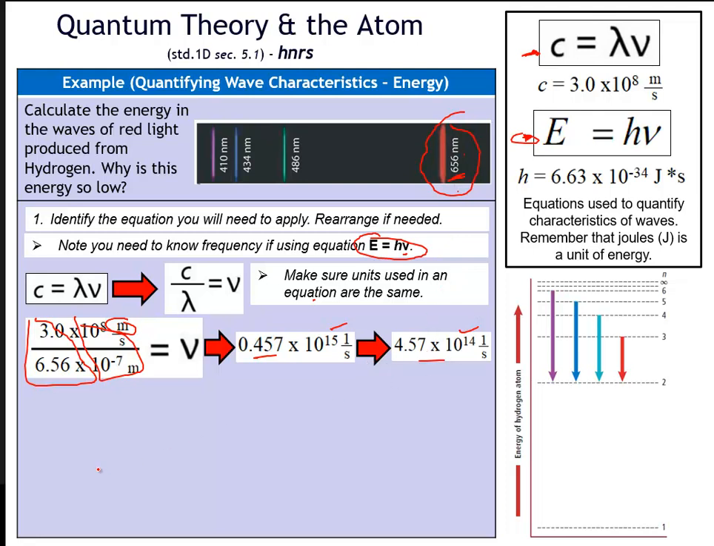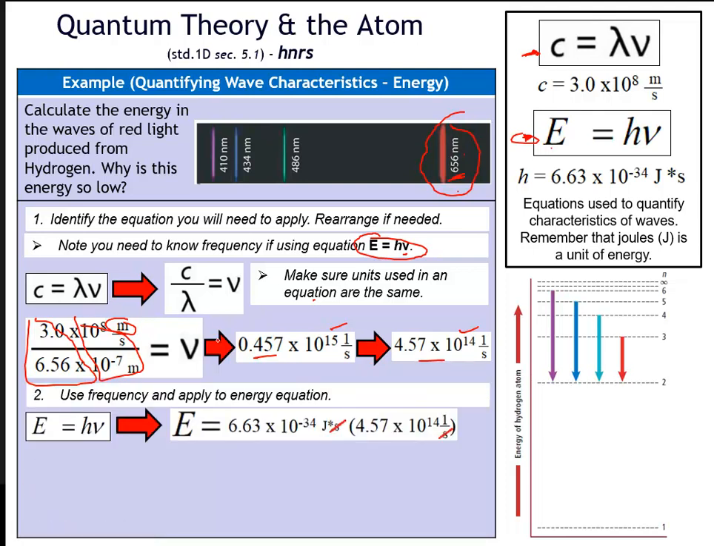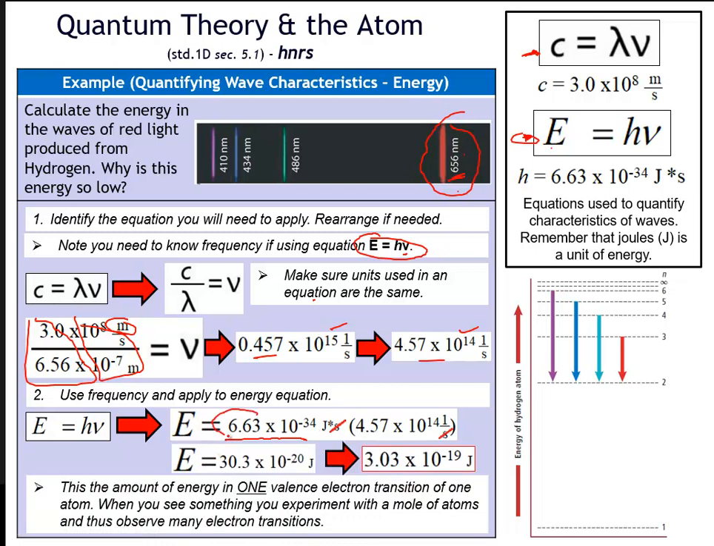Now that we know the frequency, we can plug it into the energy equation, and using Planck's constant, a number that you'll never have to memorize, we can plug these two together and find the energy. Multiply that number times that number will get you 30, right? And then these numbers are added, which will get you 20. And then we need to change this back down to scientific notation, move it to the left, we'll add 1, and this becomes 3.03 times 10 to the negative 19 joules.